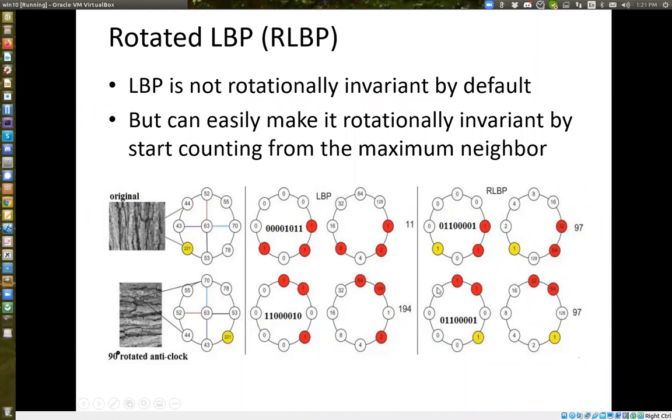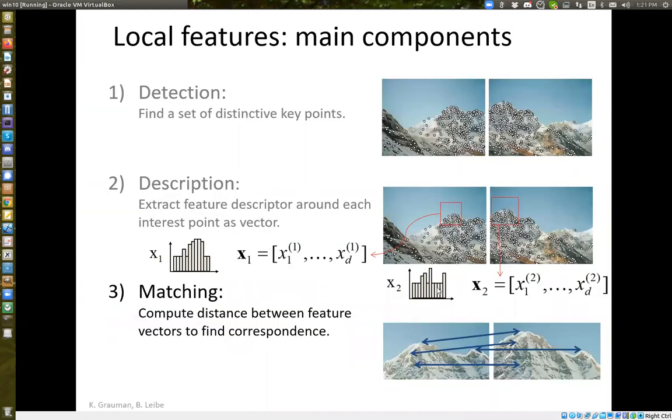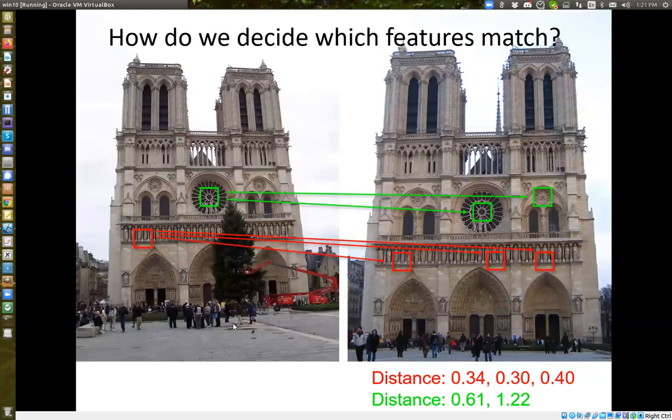So this makes it rotation invariant. Okay, then we have described how to find keypoints and descriptors. Now finally, if I want to do matching, we need to determine how we say something is similar or not similar. So this is just to give the example again.